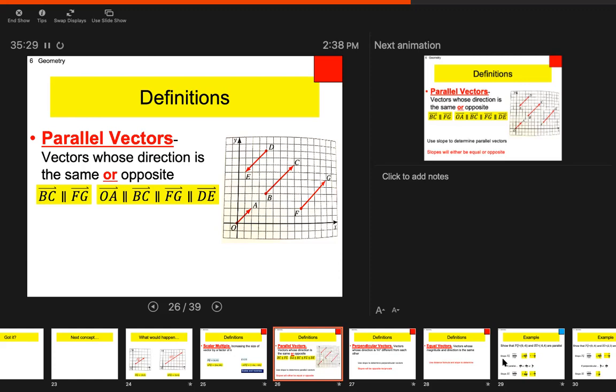You will calculate straight up slope. They're going to give you two points on the vector. Calculate its slope, and if it's the same or the opposite, then you conclude that they are parallel.